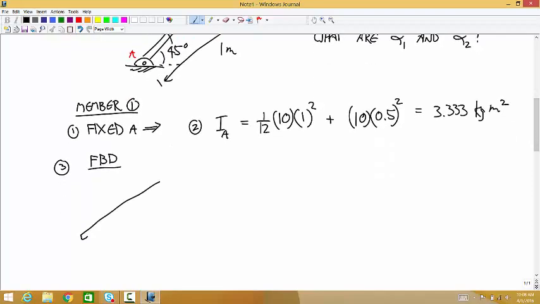So what loads do we have acting? Weight. So 98.1. Yep. What else? Yep. RA, and one more. The couple, yeah.